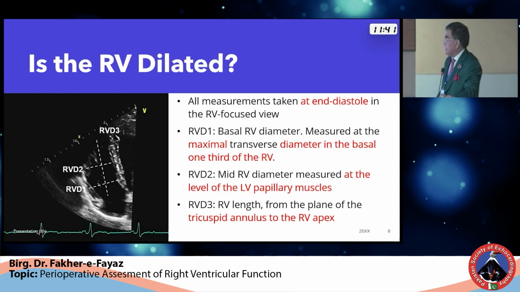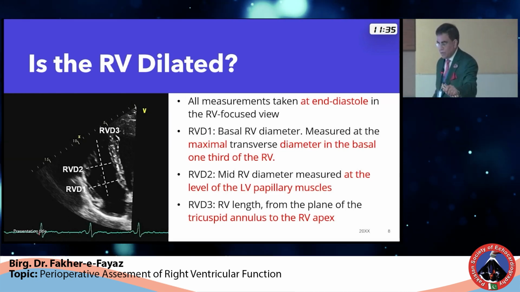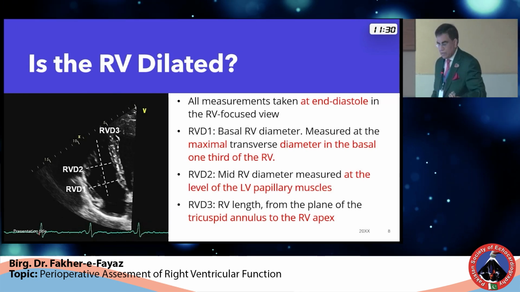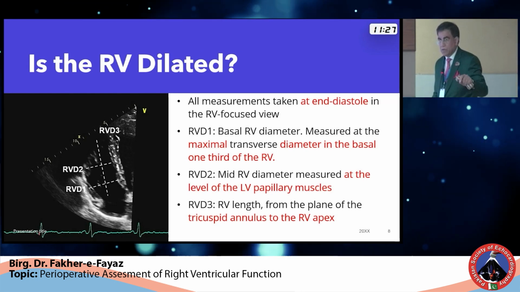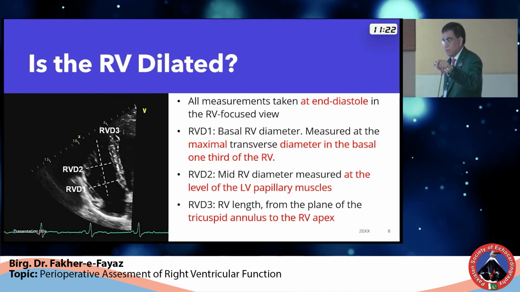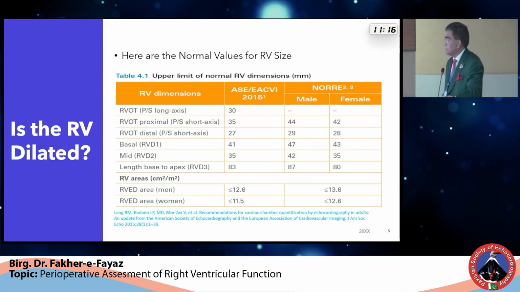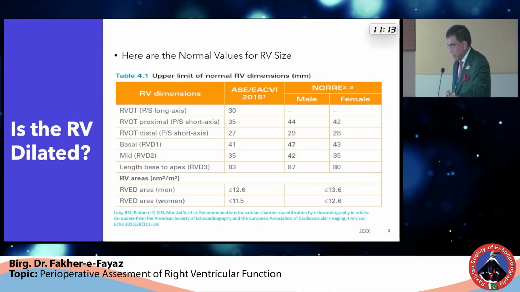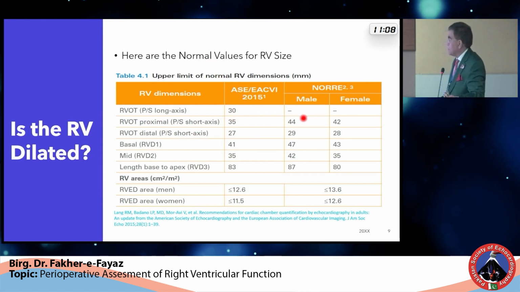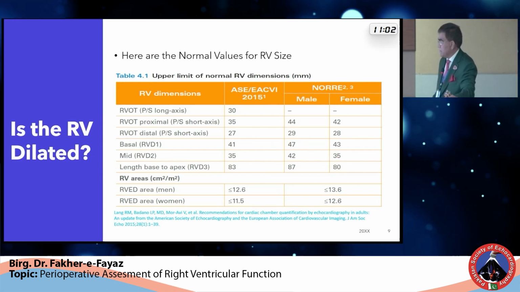Whenever it is dilated, we need to do the measurement at three levels. This is recommended in the guidelines, and it should be at end diastole. RVID1 is at the basal third level, then RVID2 at the level of the papillary muscles, and then the longitudinal diameter from the annular plane of the tricuspid valve to the apex. These are the normal values, and I would like you to remember the number 30, and then RVID1.